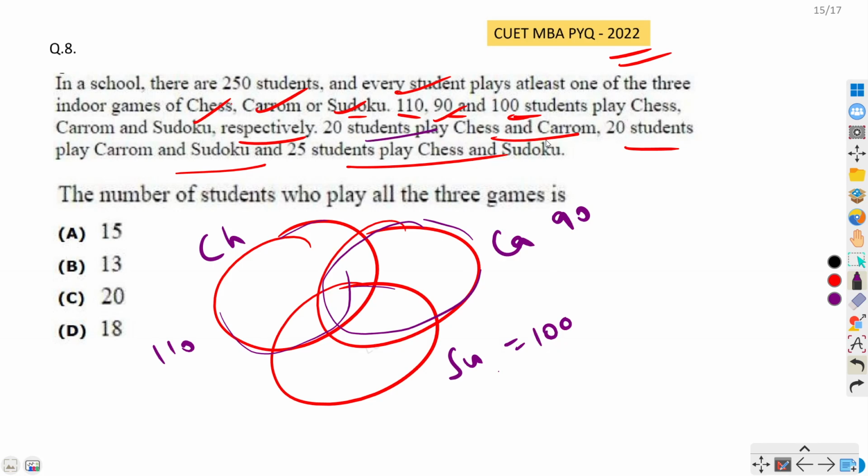They have given 20 for chess and carom. So this portion they have given as 20, and 20 for carom and Sudoku, these two, and 25 for chess and Sudoku. What they've asked is the number of students who play all three games. So they are asking this portion, this common one, which is common in all three. Okay, so again, we can use the formula.